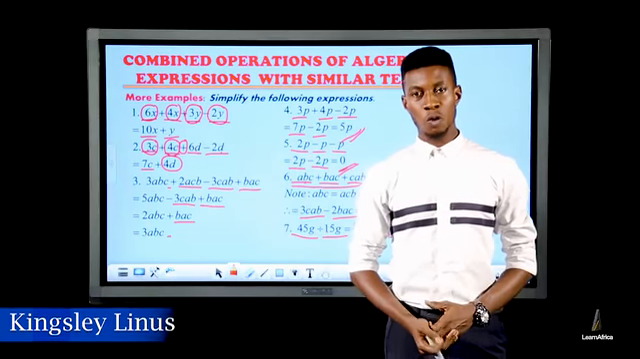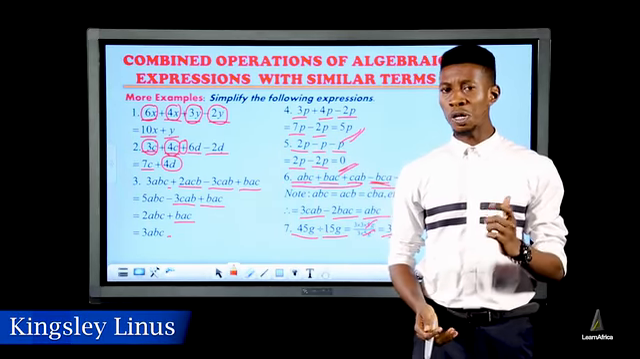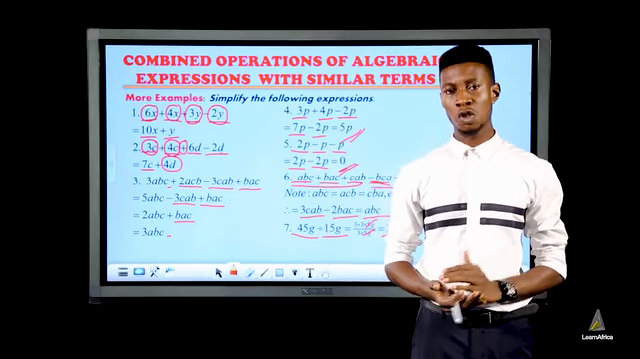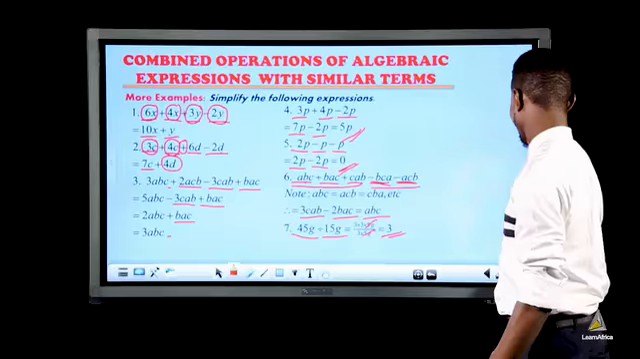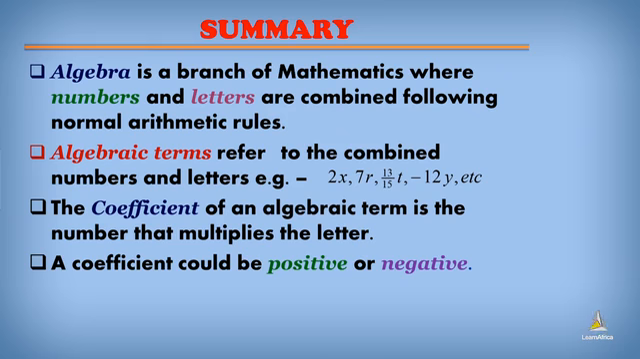Having solved all this, we've come to the end of today's lesson. But before we go, we'll take a summary of all we've learned so far. Come with me. We learned that, firstly, algebra is a branch of mathematics where numbers and letters are combined following normal arithmetic rules. We also learned that algebraic terms refer to the combined numbers and letters. For example, we have 2x, 7r, 13 over 15t, minus 12y, and so on.